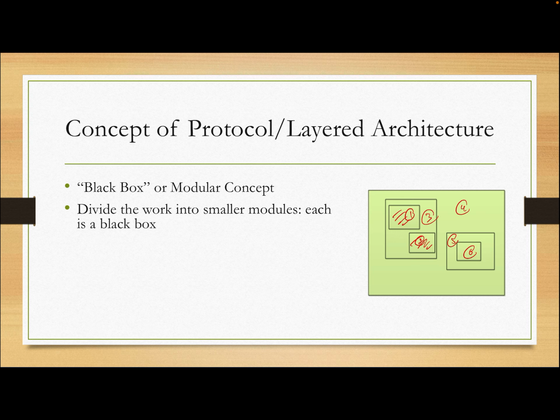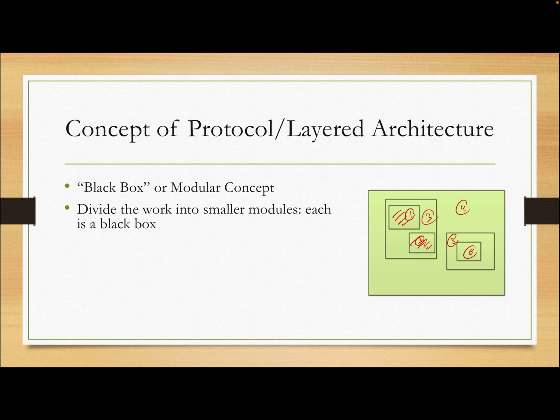suppose number 4 here, number 5, number 6. You can see that you divide the work. Suppose 4 is the total work. You divide the work into smaller modules, and each of them is a black box. So number 3 and number 5 are the black boxes of number 4. So number 4 can buy number 3 and number 5 and put them together in number 4.